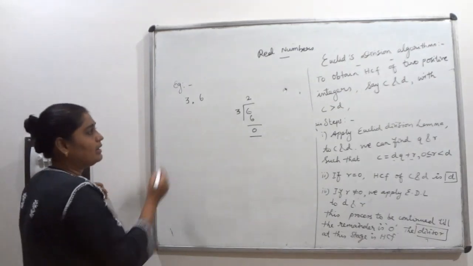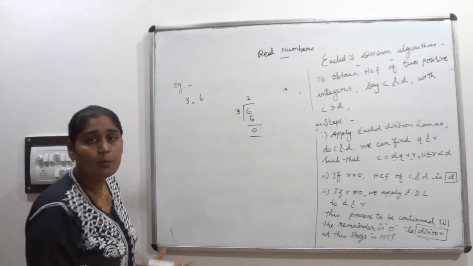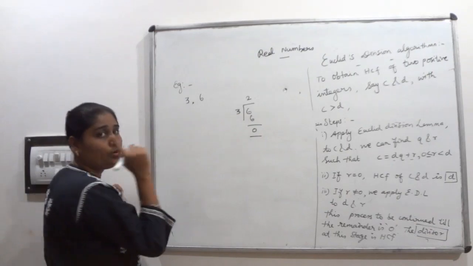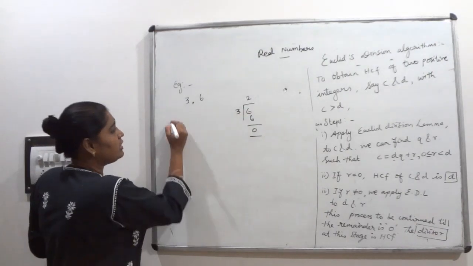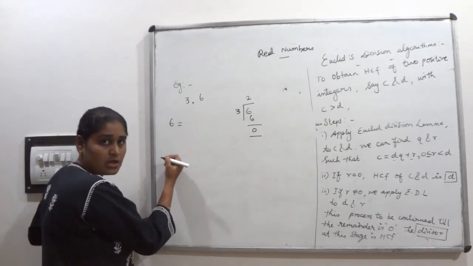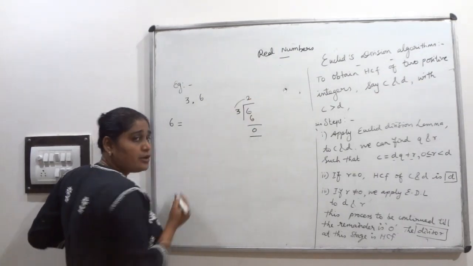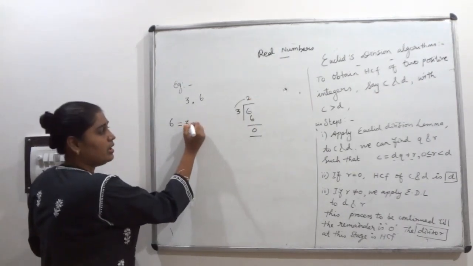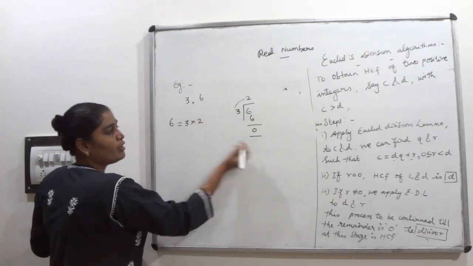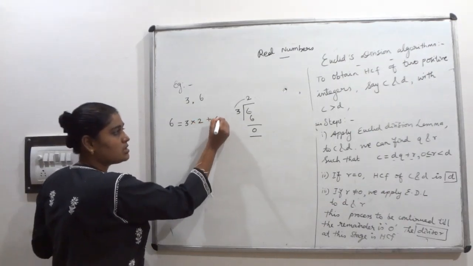This I can write in the form of a = bq + r. I already told you a means the dividend. What is the dividend here? That is 6, equal to divisor into quotient. What is the divisor here? 3. The quotient is 2, plus remainder, which is 0.